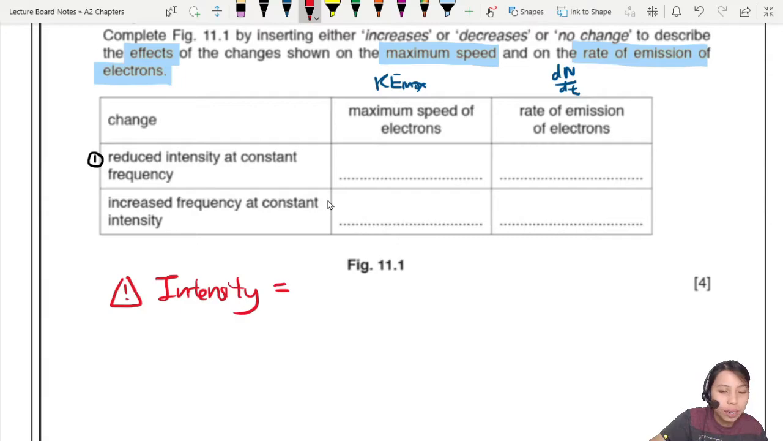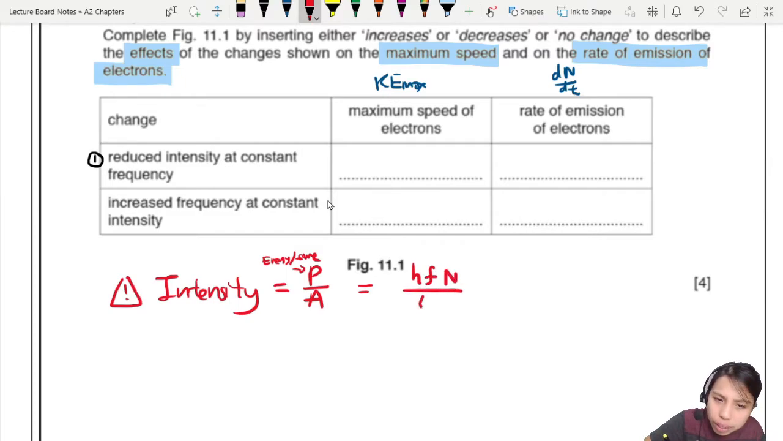Intensity, you have to remember, is power per unit area. In other words, it is energy over time. Actually, there's an unofficial photoelectric equation that they never tell you in A levels. The intensity of emission depends on Planck's constant h times the number of electrons, like hf times the number of electrons, over a certain area times time. This is the true definition of intensity.